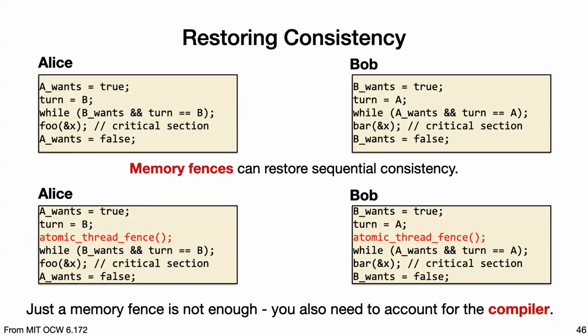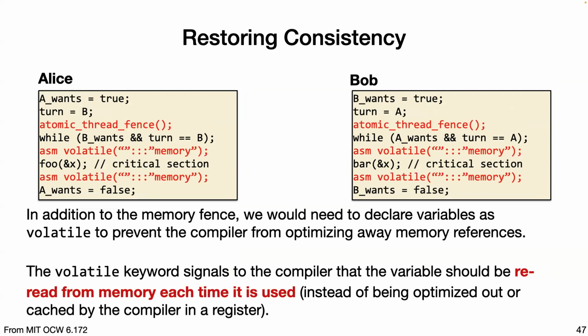Yeah, so this is what we had before, and we have to insert it both here and here. And so that's one way that we can restore the sequential consistency using the memory fences. And that fixes the issue of the hardware reordering, but sometimes the fence is not enough because the compiler can also do reordering.